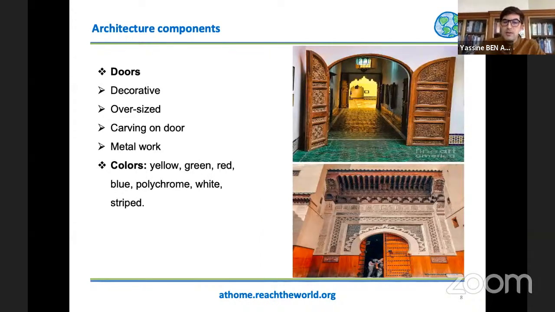Also, one of the other components of architecture are doors. Doors are very decorative and oversized, in contrast with windows. There are some carvings and metalworks on doors. Also, the colors are different. These are yellow, green, red, blue, polychrome, white, and stripes. So we have a variety of colors. You can find them on doors.